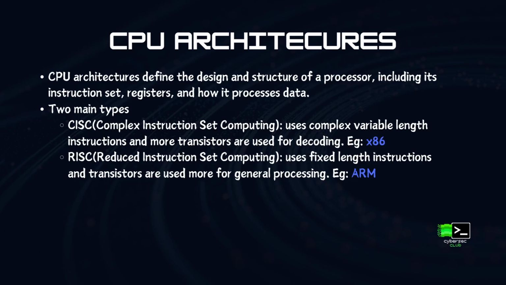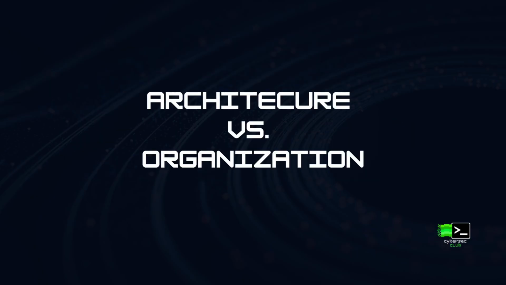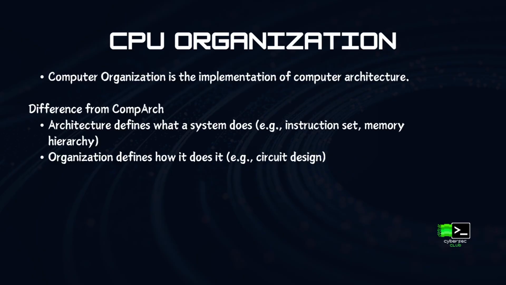An example of this is ARM. Okay, so there's this small diversion I would like to take. I'll just say what computer organization is, because when you talk about architecture, that also comes into play. Basically, if computer architecture defines what a system does, organization will take care of how it does it.